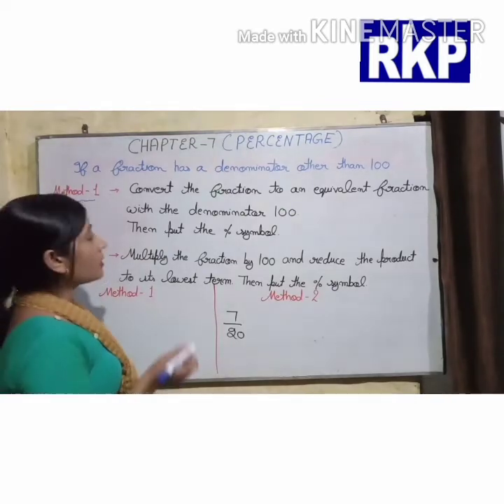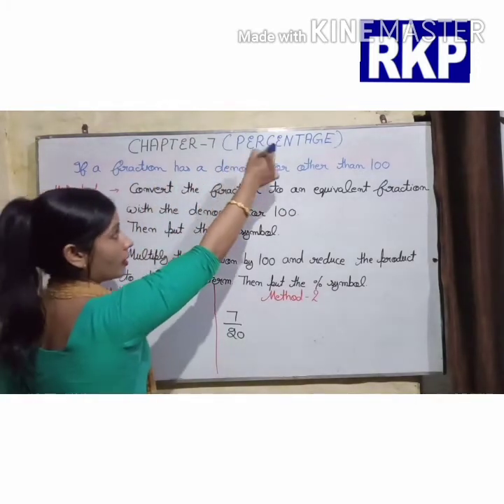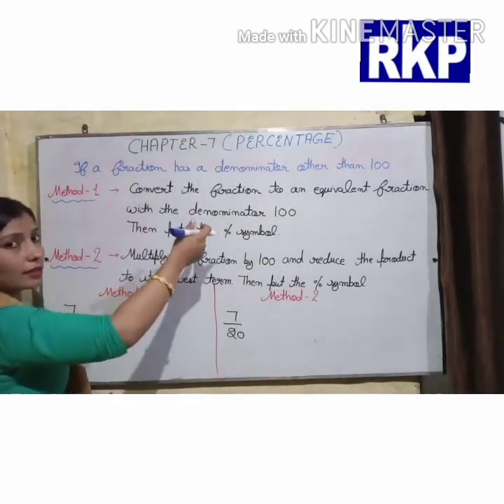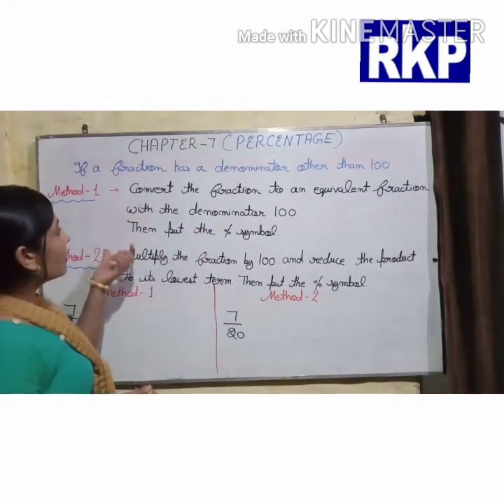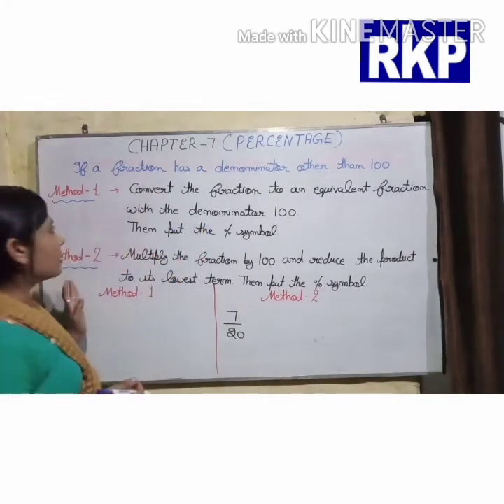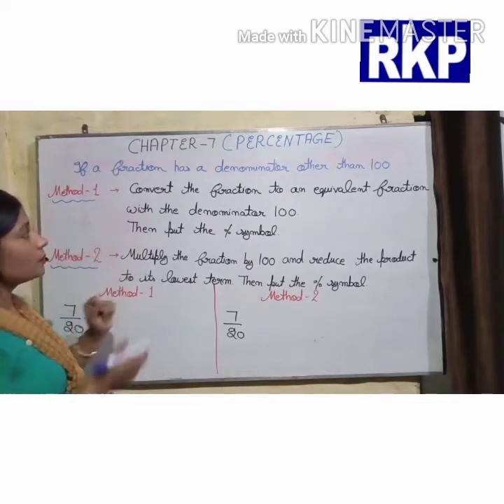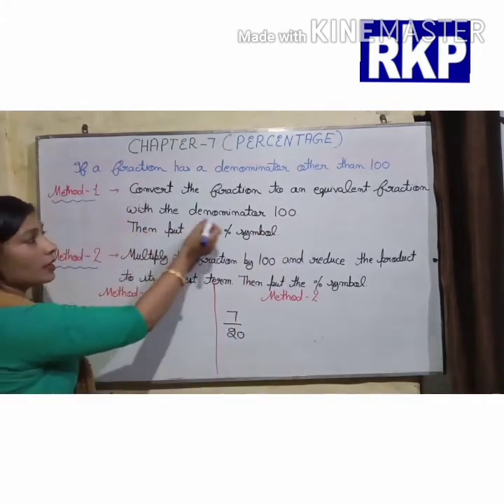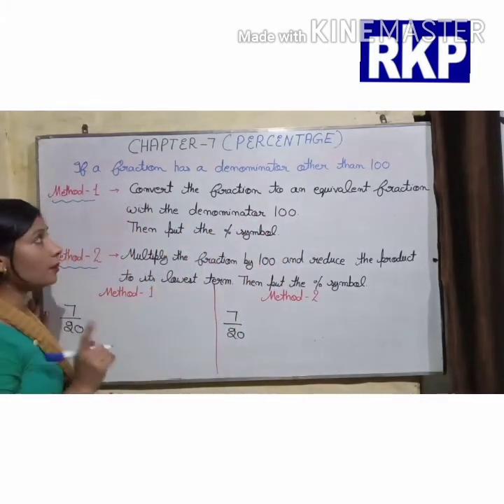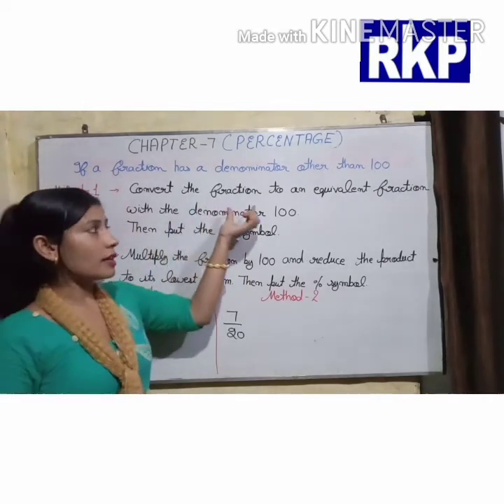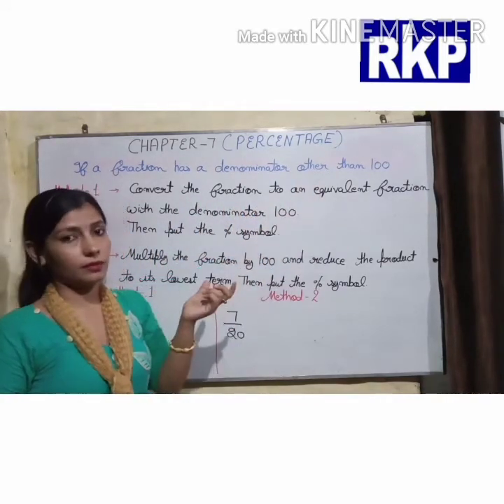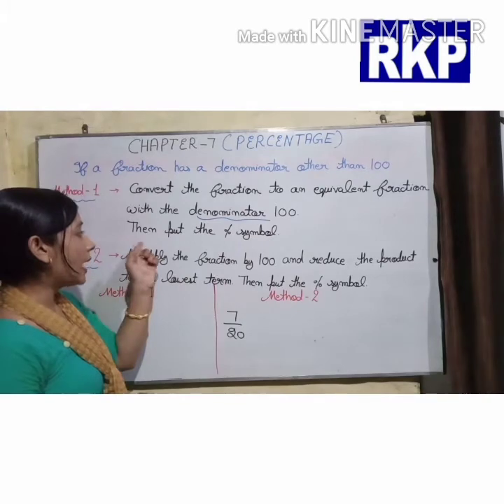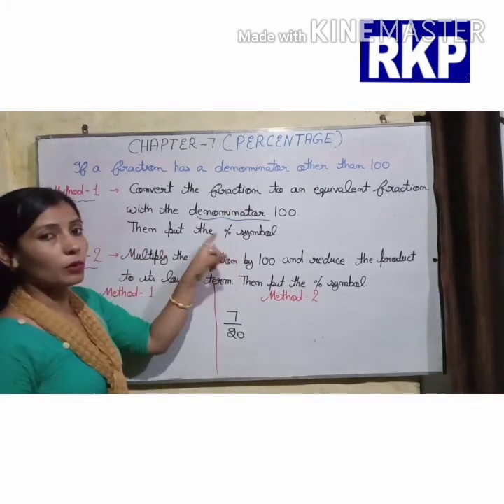Now students, let us see that if a fraction has a denominator other than 100, then how can we convert that fraction into percentage? Beta, for a fraction like this, we have two methods. Let us see the first method. Convert the fraction to an equivalent fraction with the denominator 100. We need to convert that fraction to an equivalent fraction with the denominator 100. Then put the symbol of percentage.